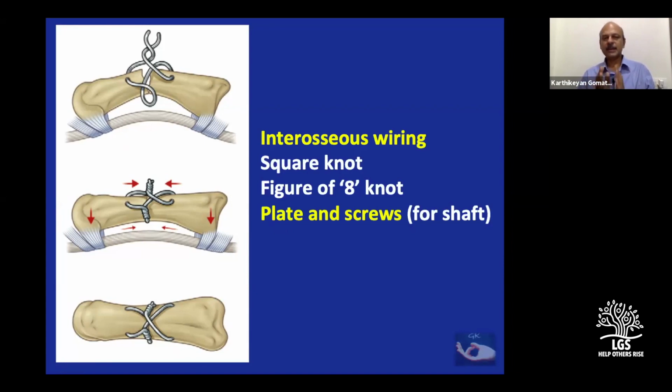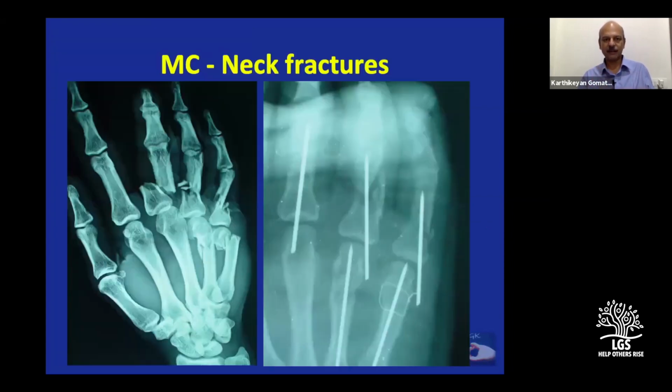But remember, the principle of tension band wiring is that the forces on the tension side are converted into compression forces. So there is compression on the tension side. So naturally the healing will be much better, and it is more of a stable fixation. Remember, the tension band wiring is one of the methods of stable fixation. So this must be remembered whenever you have a fracture of the neck of the metacarpal.